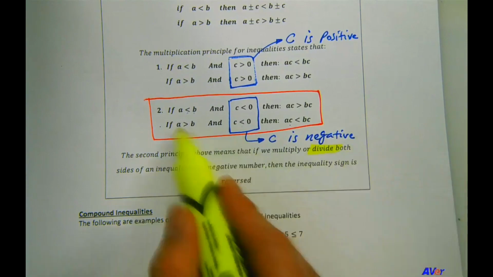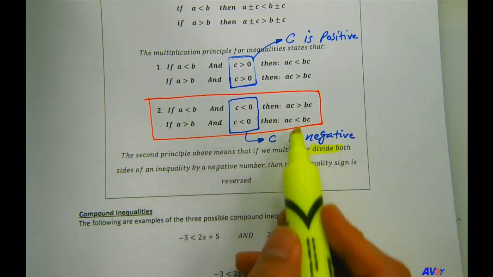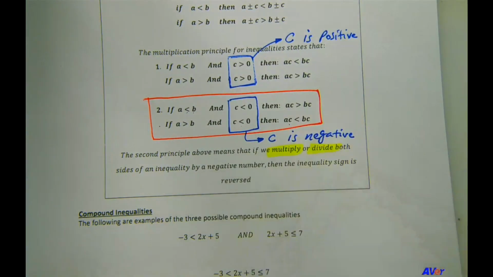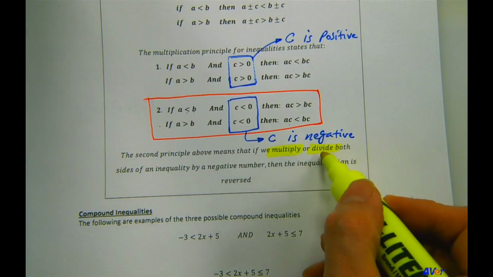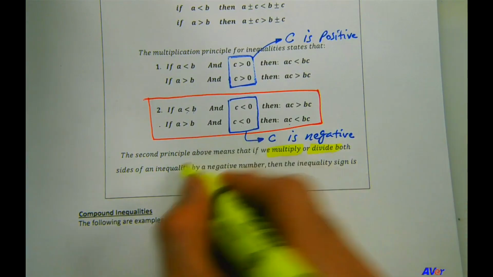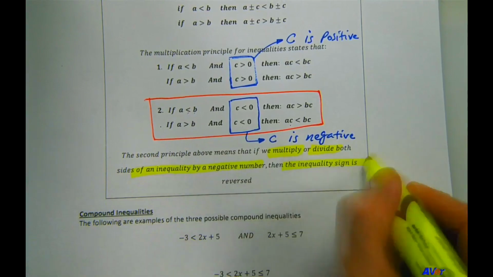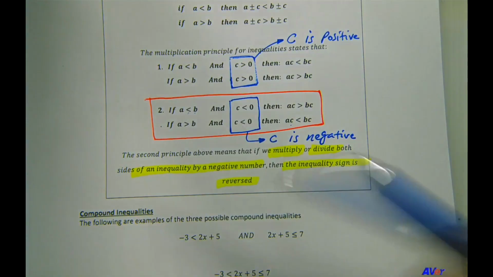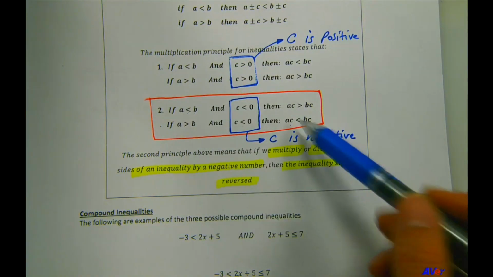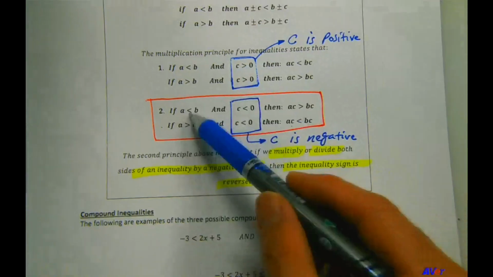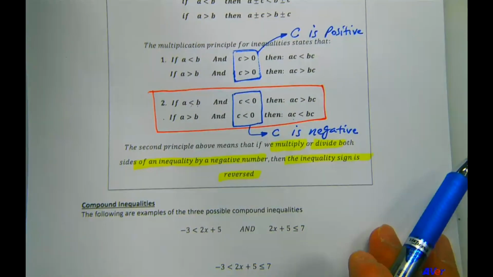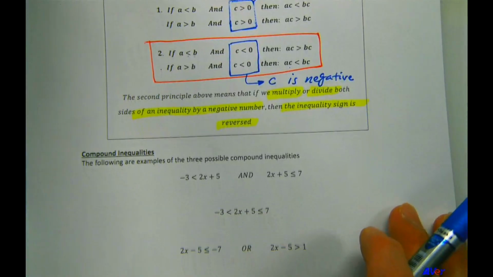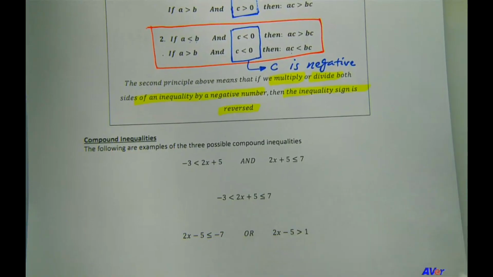So even though these general examples involve multiplication, it says it here: if we multiply or divide both sides of an inequality by a negative number, then the inequality sign is reversed. Okay, so multiplying and dividing by a negative number changes the direction of the inequality to its opposite. Very, very important. Okay, so now a great proportion of the discussion in this section involves compound inequalities.